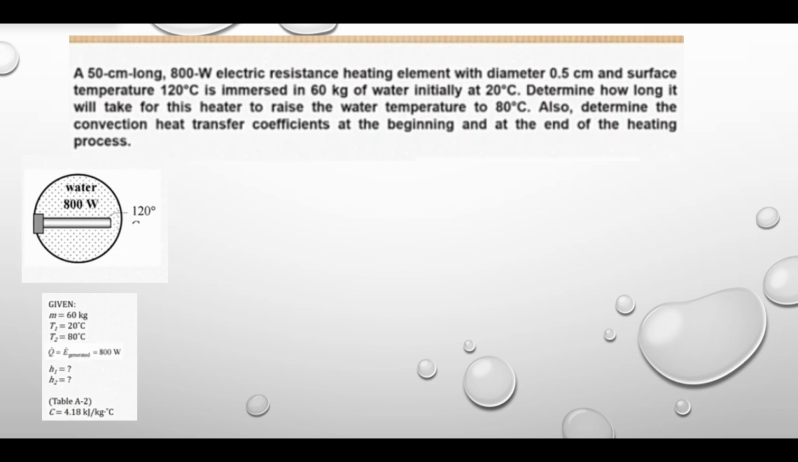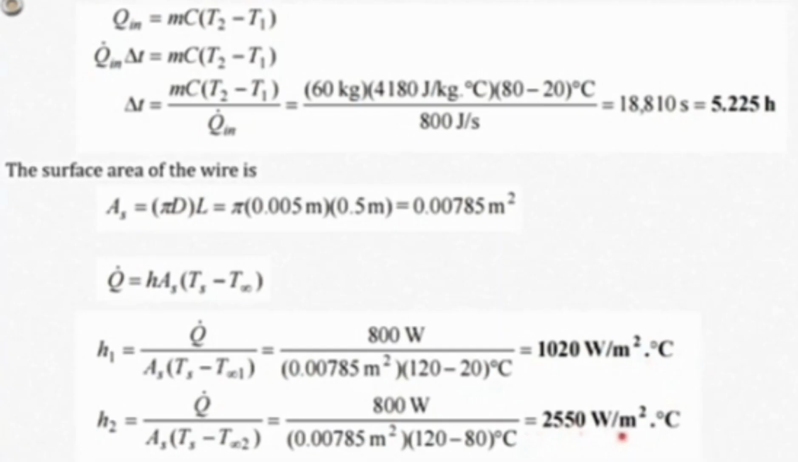But the first thing we do is look at the property table, table A2, where C is equal to 4.18 kilojoules per kilogram degree Celsius. And now the first task is to find the change in time, because we're going to determine how long. By deriving the formula in the upper part, we get the change in time equal to mass times the specific heat of the water, times the quantity T sub 2 minus T sub 1, all over the heat input.